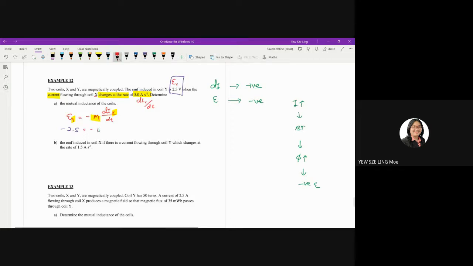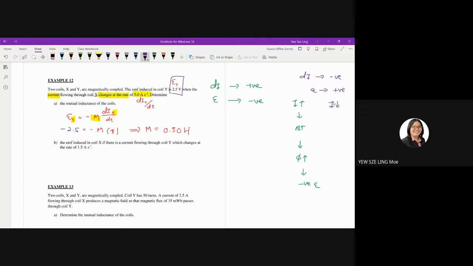So EMF equals negative M dI_X over dt. Plug in the value, which is 5. Rearrange the equation: M is then equal to 0.50 H. This means that if you have an I decrease, dI is a negative value. If your dI is negative, then your induced EMF would be positive.